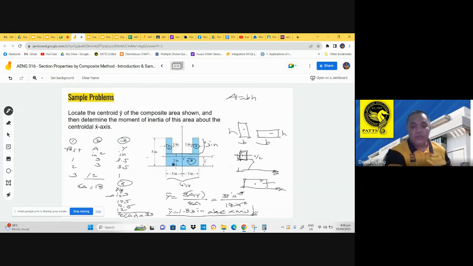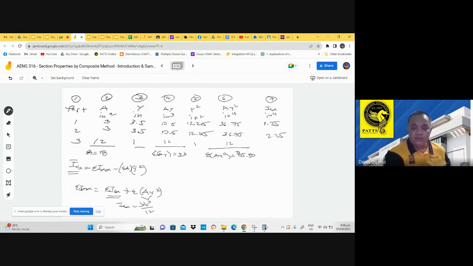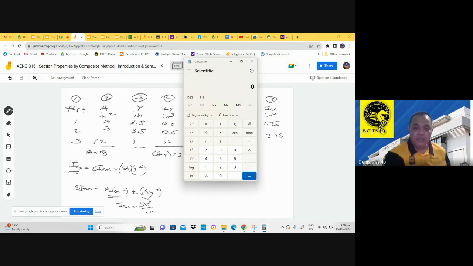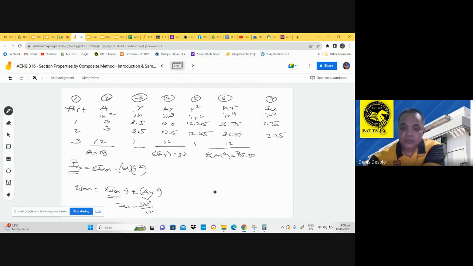So for the bottom part or part 3, base is 6, height is 2. So we make use of the formula. Calculator, base is 6 times the height 2 cubed. So we multiply 2 three times, then we divide it by 12. We will get 4. So this is 4. We add them, the summation of I c sub x, we will get 8.5.